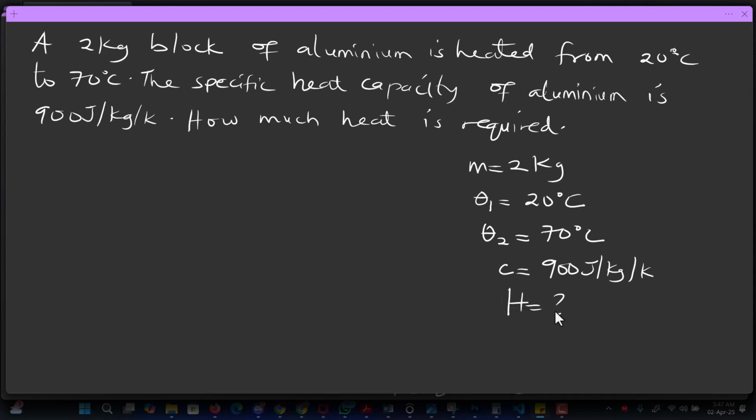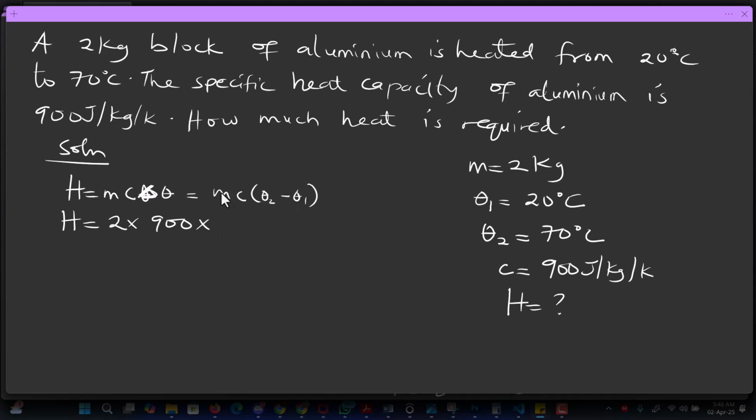You just say H equals this. Remember, what formula are we going to use to solve this question? The formula still remains that H equals mc theta. We will now say H equals, what is your m? 2, times what is your c? 900, times the change in temperature, which is mc bracket theta 2 minus theta 1. What is my theta 2? 70, minus my theta 1, 20 degrees Celsius. So H equals 2 times 900 times 70 minus 20, which gives 50. So I have 2 times 900 times 50.